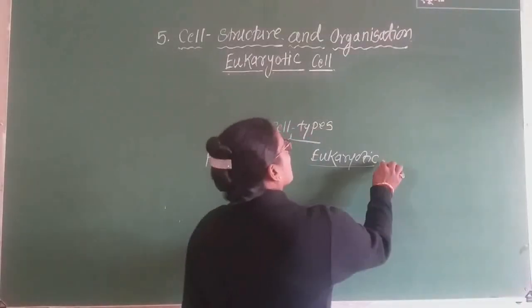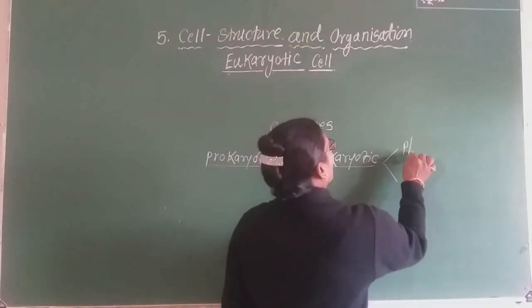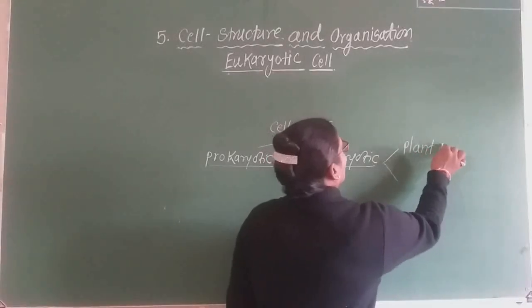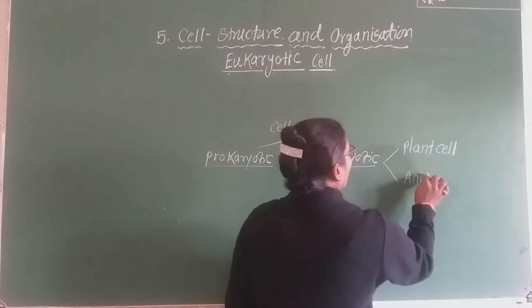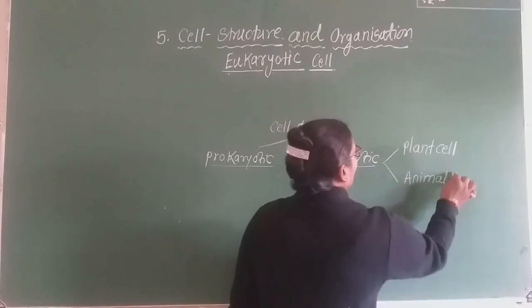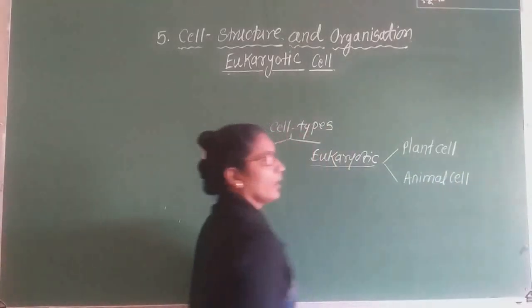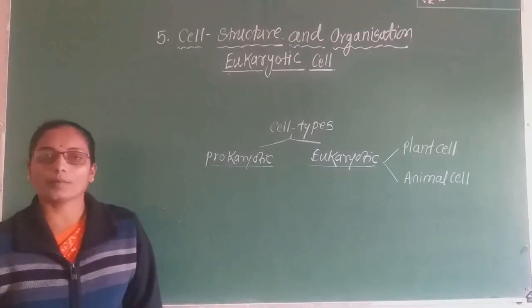In the last lecture, we studied the details of the prokaryotic cell. Now we are going to study the details of the eukaryotic cell. You are very well aware of that. The eukaryotic cell is of two types: first, the plant cell, and second, the animal cell.